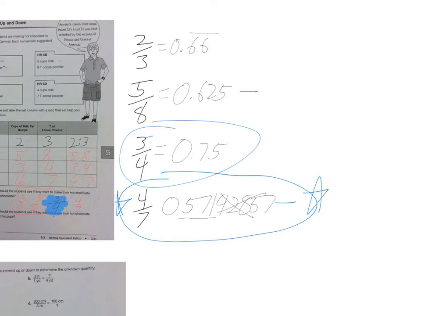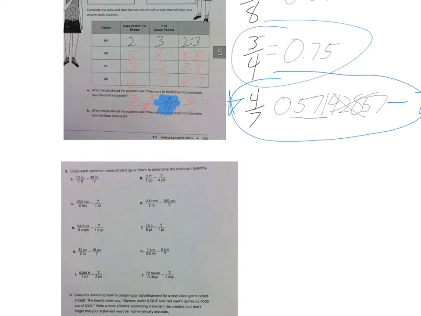And look at that, you can make a mistake, but as long as you read the question, you can then go back and use the work you have and sometimes figure it out. And then I read ahead to this next one. It says, which recipe should they use if they want their hot chocolate to have the least chocolate? Well, then you just pick the one, 3/4, that has the most milk. So, bam, that one was easy.